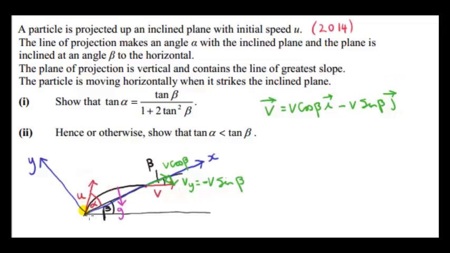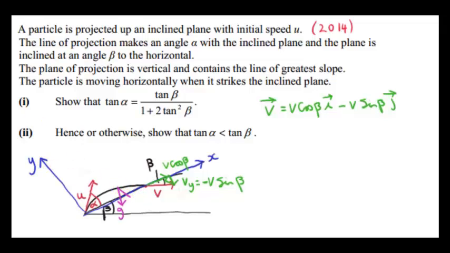Now, as soon as the particle is launched, the only force acting on it is gravity, which is vertically down. So the resultant force is vertically down, so the acceleration is vertically down, and we know that that's g for all objects near the surface of the Earth. Now we are going to be interested in resolving this vector, this acceleration, in the x and y directions.